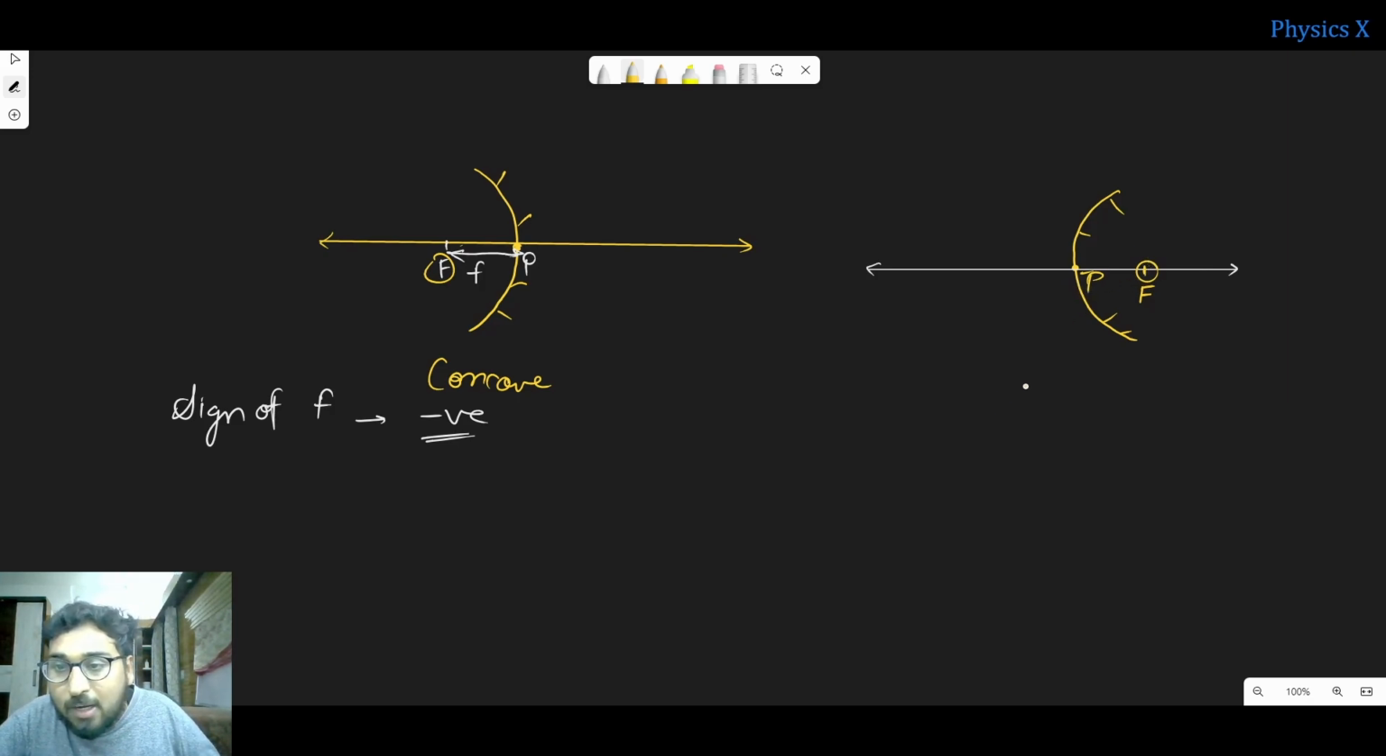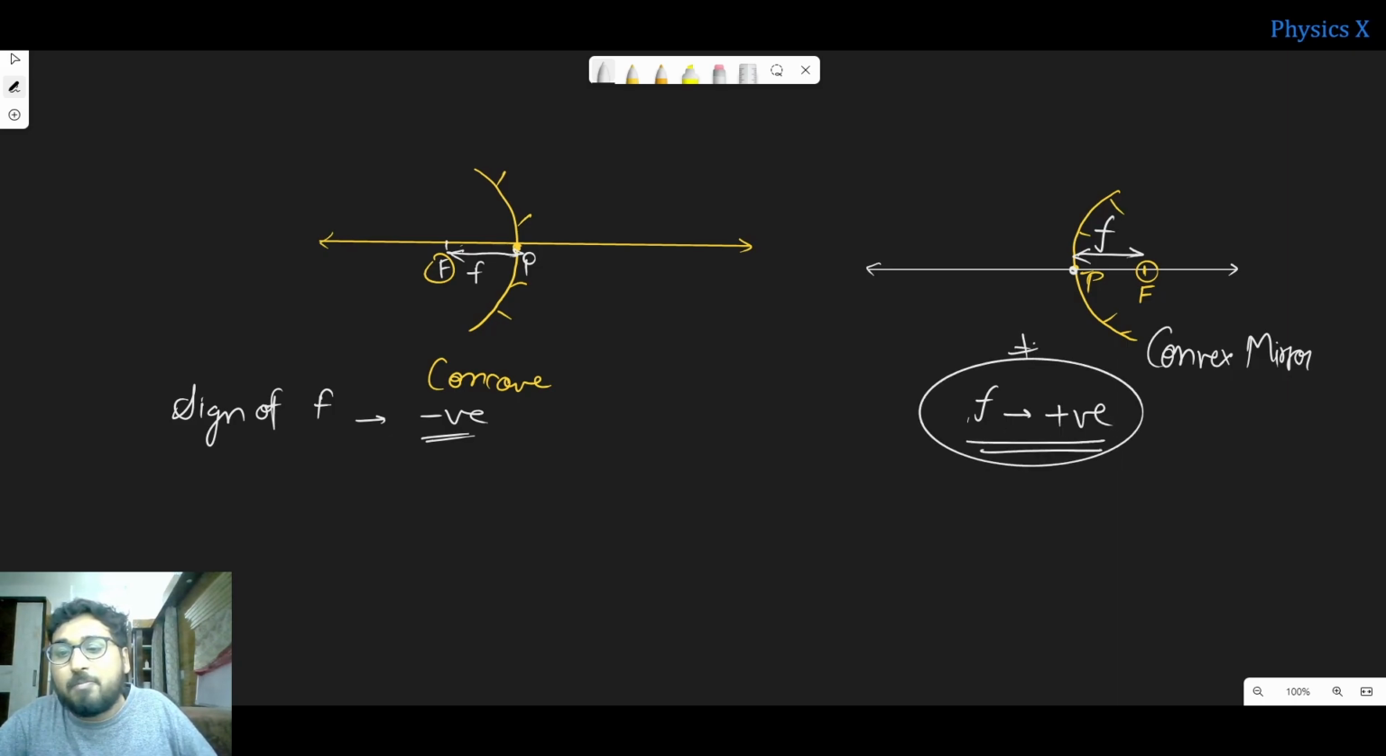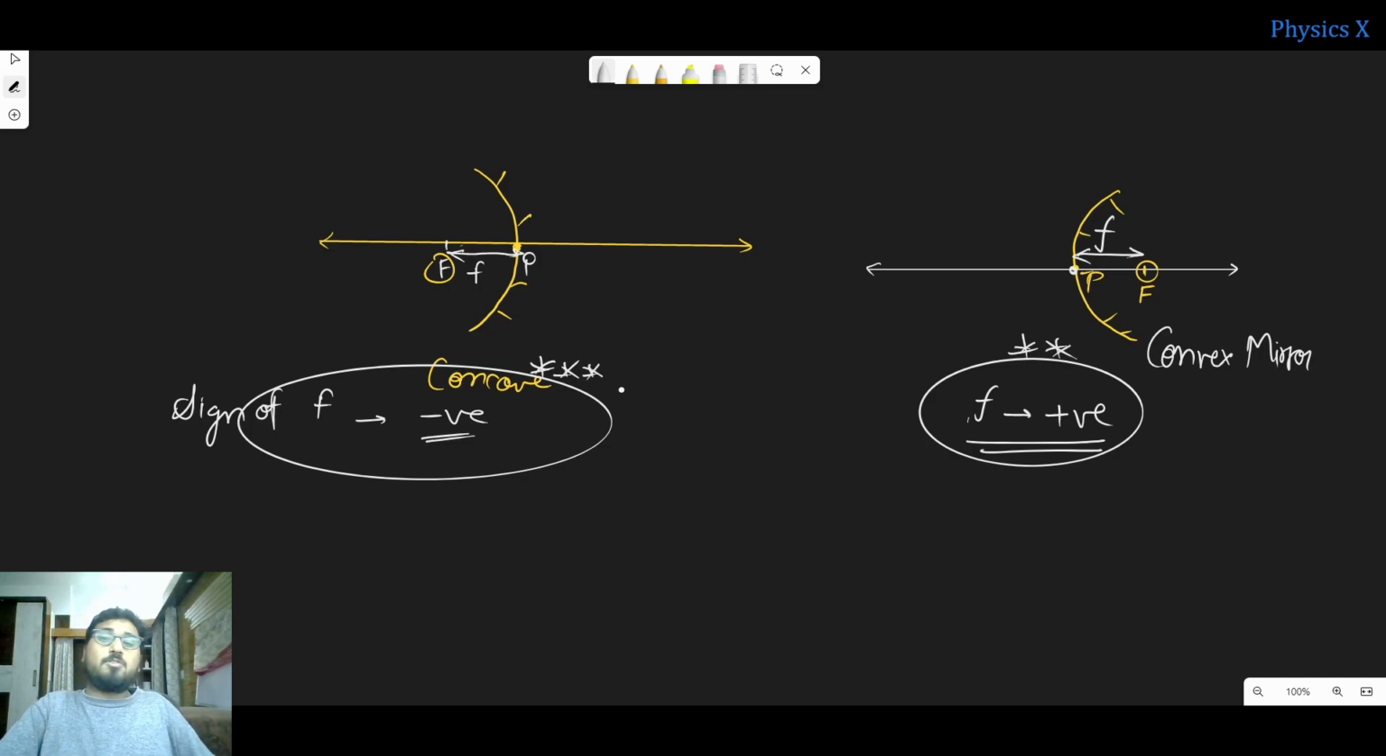So what is the focal length now? This is your focal length. You can see that this is your pole, and on the right hand side of this pole we have the f distance. So what is the f here? This is your convex mirror case. We have a focal length which is positive. Please remember this. These two points are important because in the numericals we will be having this discussion. We should be very clear about the sign convention, especially of the focal length.